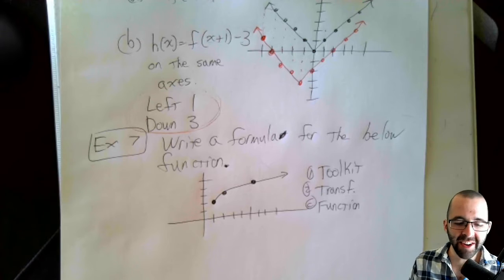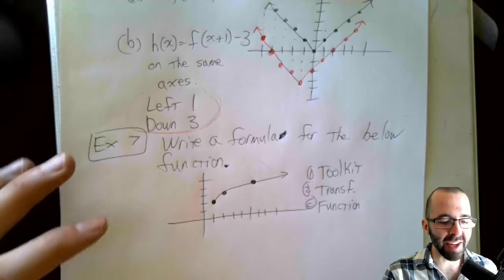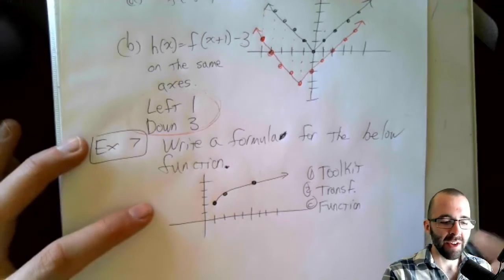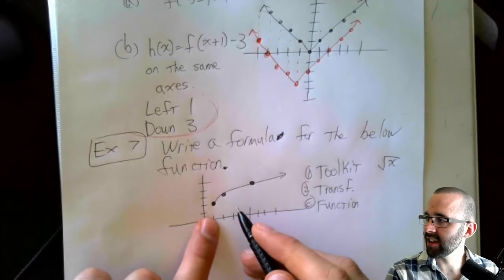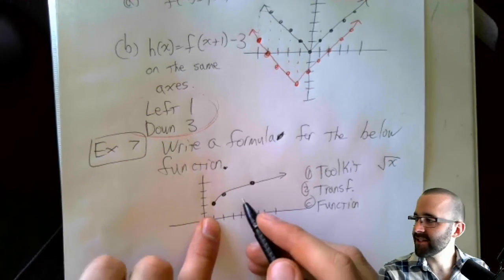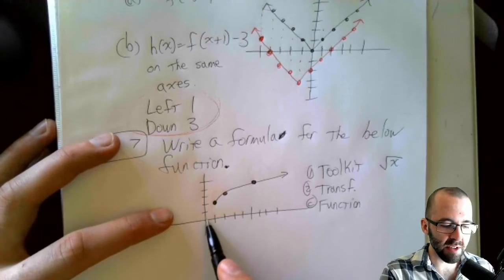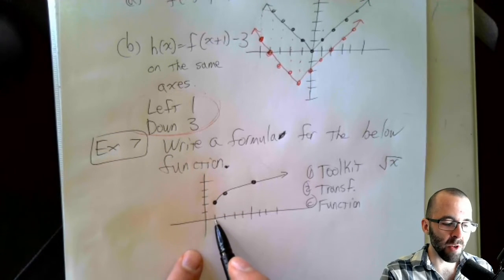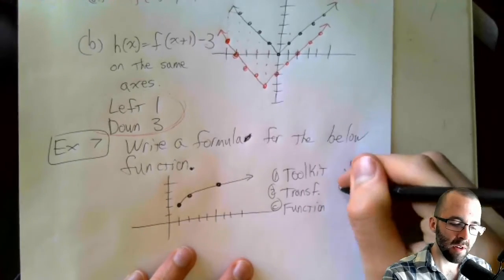Some of you are probably having connection issues, so you're probably unable to get your chat messages across, but I know that you're typing in the square root of x. This is a square root function. And then what's happening to the square root function? Normally the square root function starts over here. So what's happening to the square root function is it got moved right 1 and up 2.